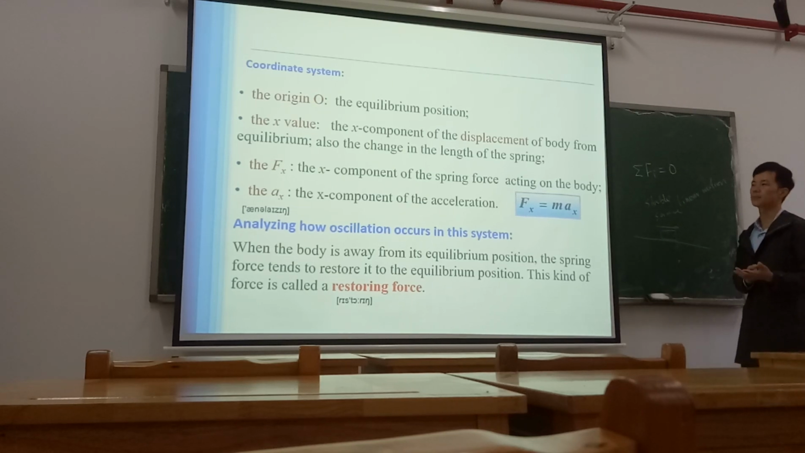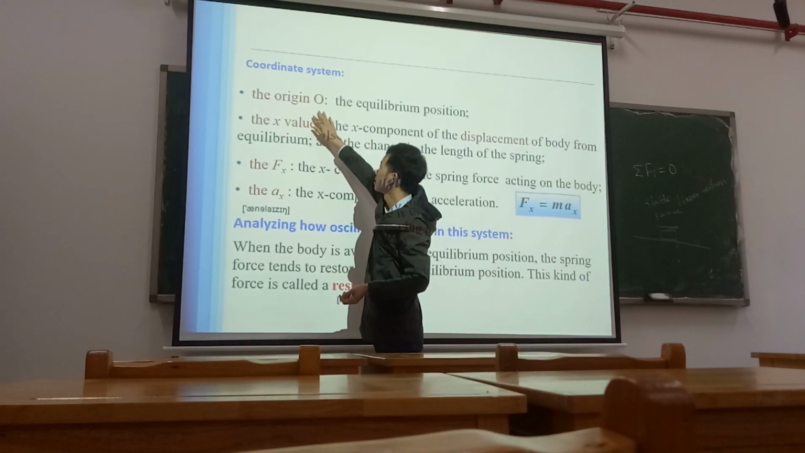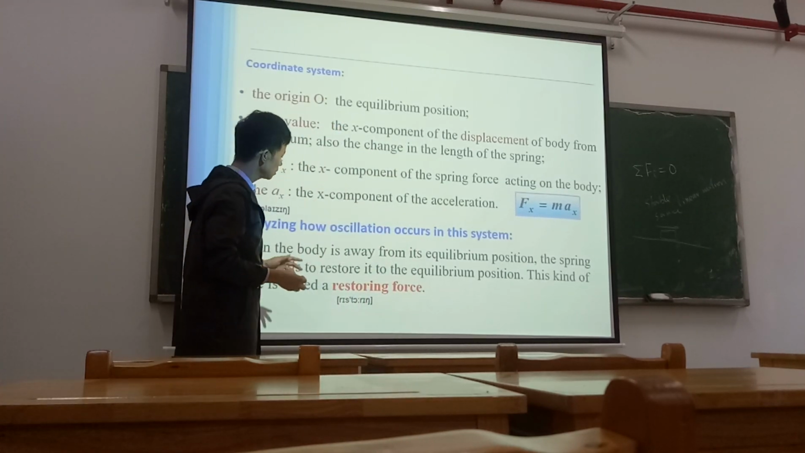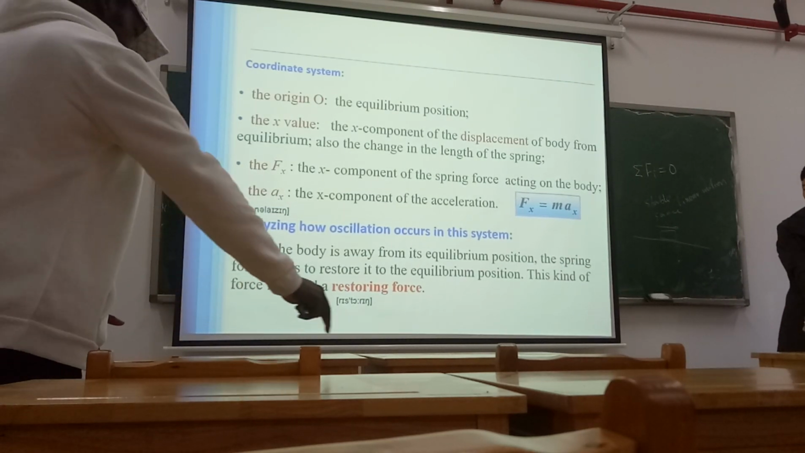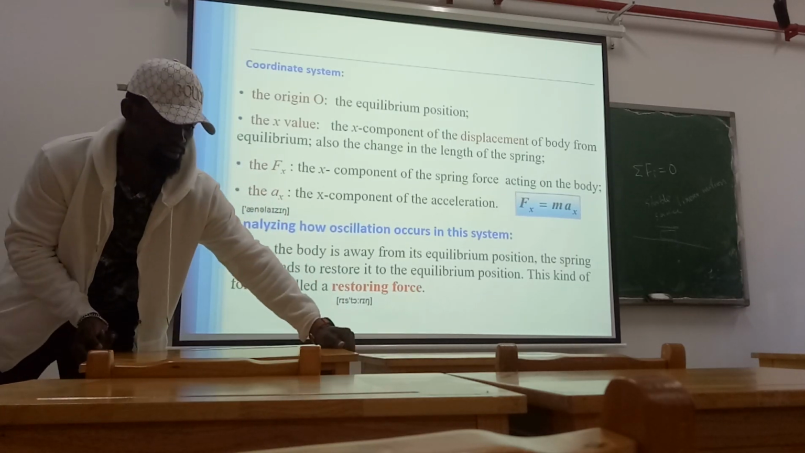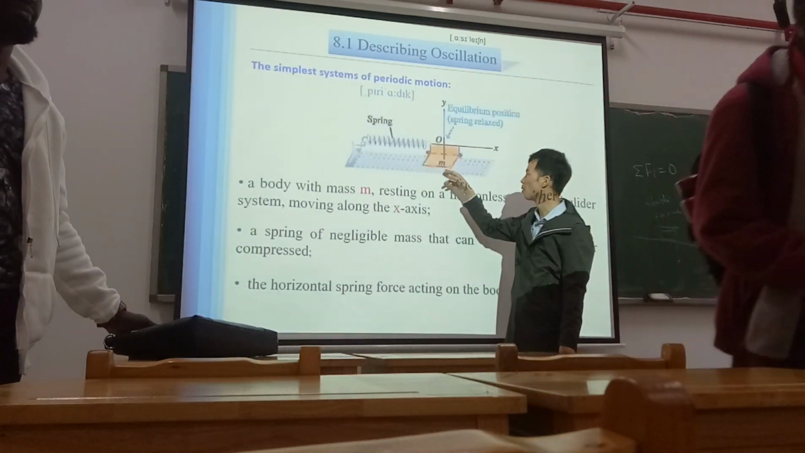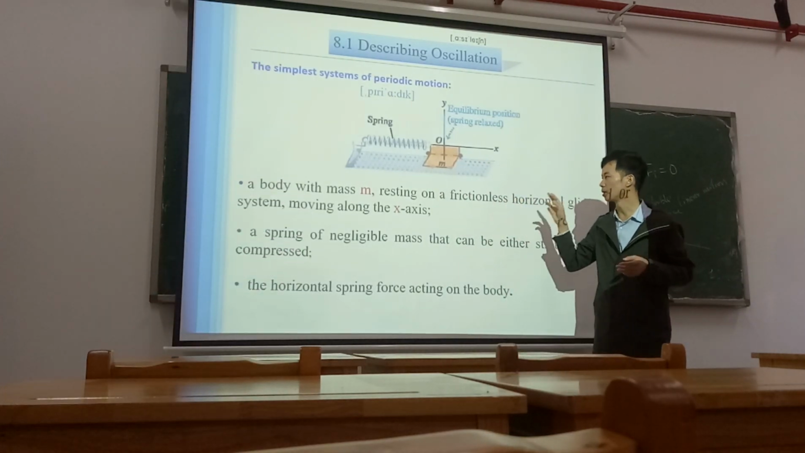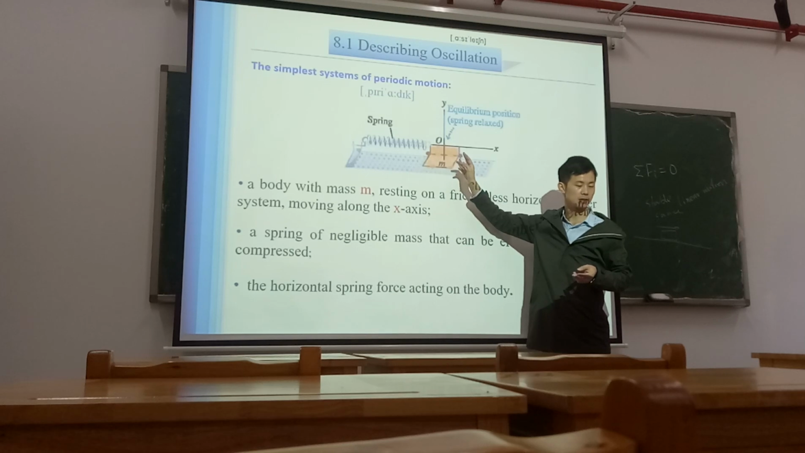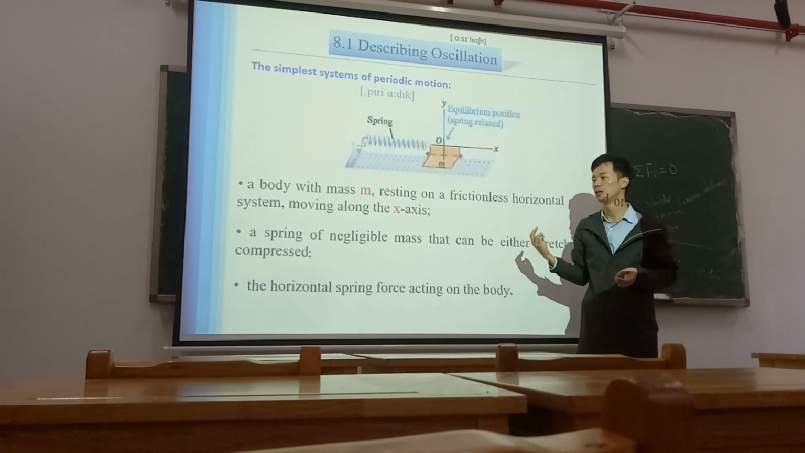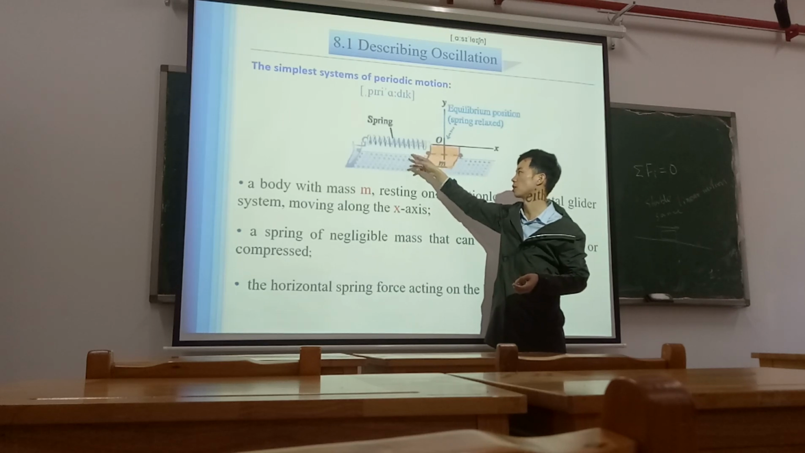Firstly, we should build the coordinate system. If we build an axis, we must choose an origin point. So we choose a special point as the origin point. It is the equilibrium position. The equilibrium position means there is no force acting on the body. No force acting on the body means the spring is neither stretched nor compressed.